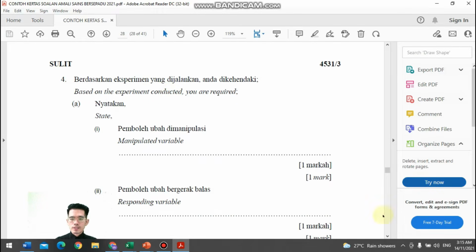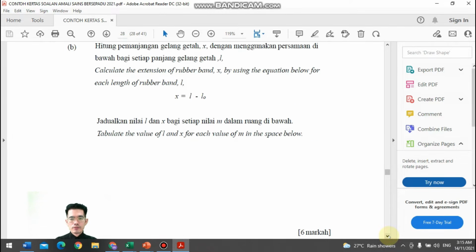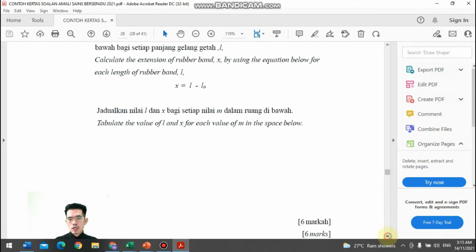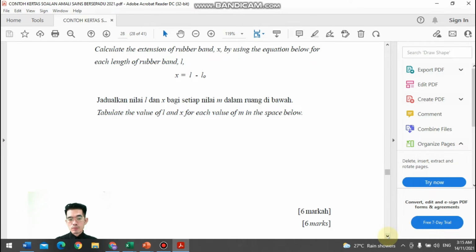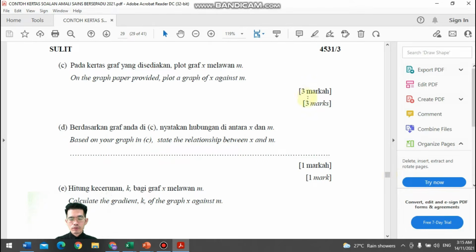In this question, you are asked to state the manipulated variable and the responding variable, and then you have to tabulate data, 6 marks. How you can get the full 6 marks, later on we will discuss together. And then you have to plot the graph, 3 marks. How you can get the full 3 marks, later on we will see together. But the question we are going to discuss will be the second type, which is a non-guided practical assignment.